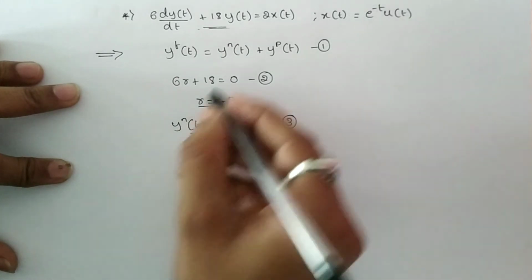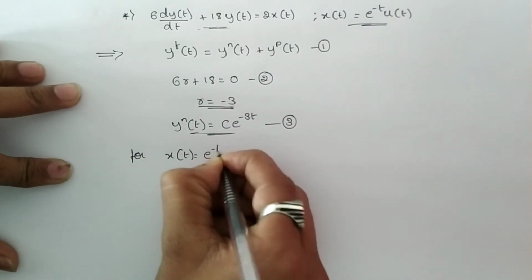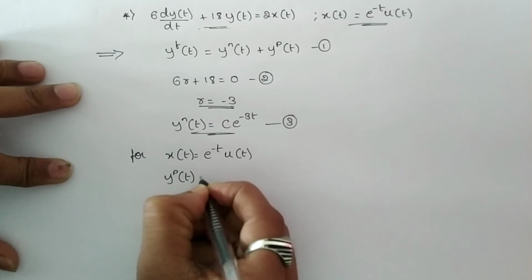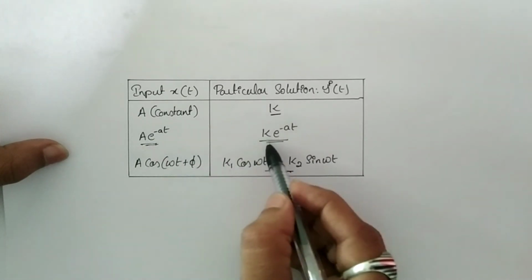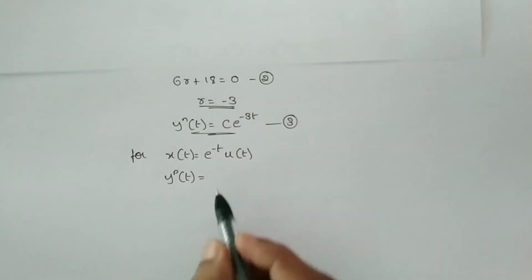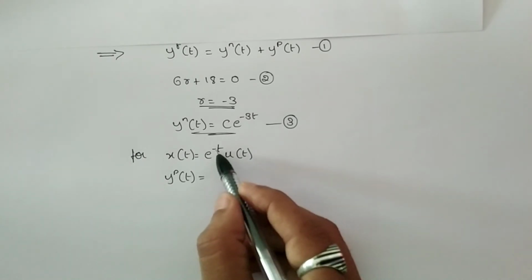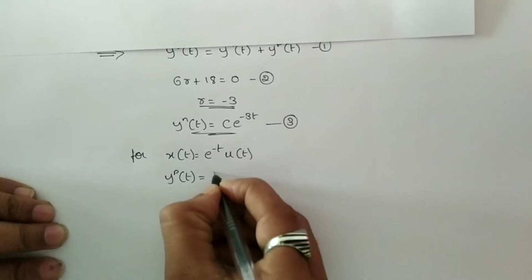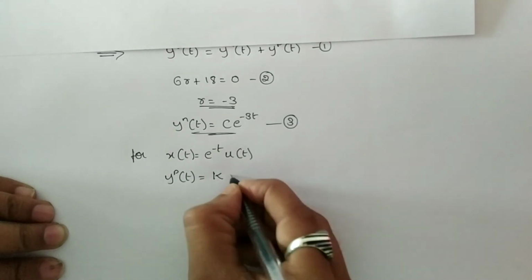And for this input x of t, where x of t is equal to e power minus t into u of t, the particular response yp of t is given by, here we are having a into e power minus at, and we will be getting k into e power minus at. Here u of t is a constant and its value is 1 between 0 to infinity, and e power minus t. Since u of t is 1, there is nothing else, we can consider it as 1. We can write it as k. To replace the constant, we are replacing the constant by k, and e power minus t.